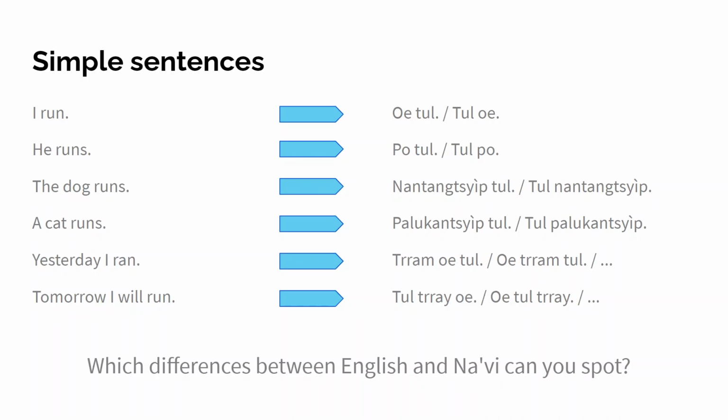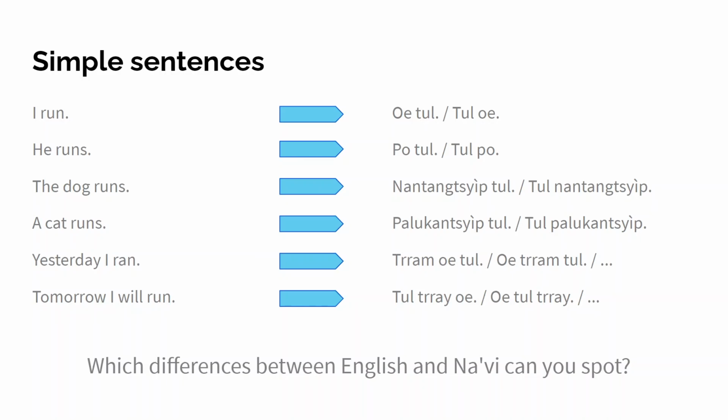He runs then becomes po dul or dul po. Po can also mean she. It is gender neutral. The NATVI actually have pronouns for he and she specifically, but they most often prefer the gender neutral po. The dog runs. Nantang tiep dul or dul nantang tiep. A cat runs. Balukan tiep dul or dul balukan tiep.